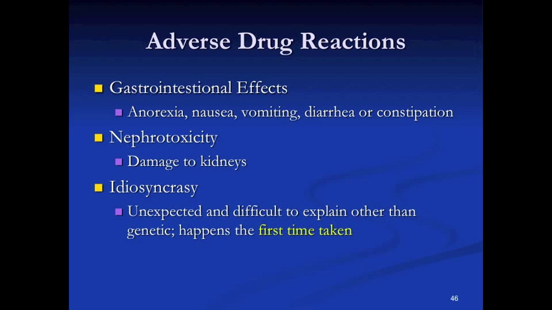GI effects are probably the most common adverse effects we see in patients. Nausea and vomiting are probably the most common of these. Some medications have direct effects on the kidneys. Vancomycin can damage kidneys. Aminoglycosides like gentamicin and tobramycin can cause reversible kidney damage as well as irreversible hearing damage.